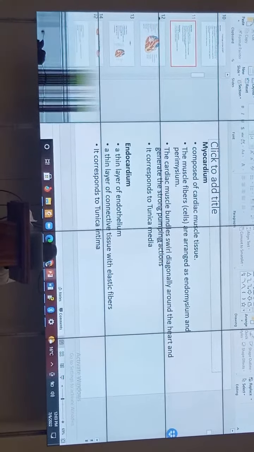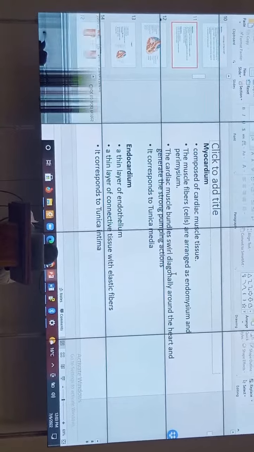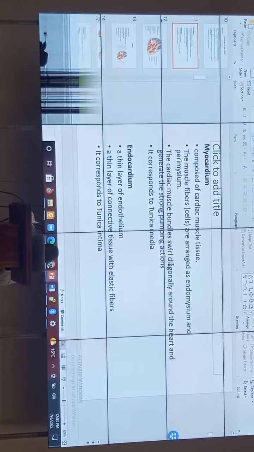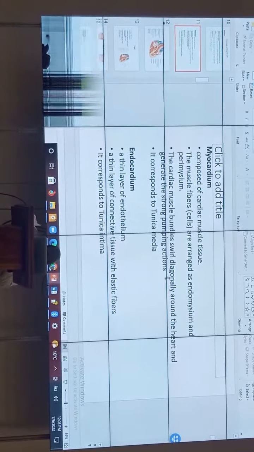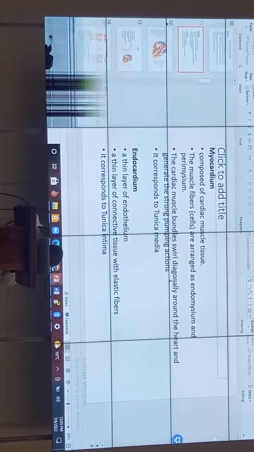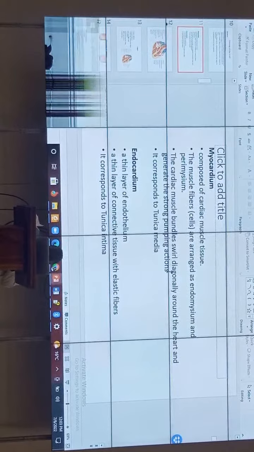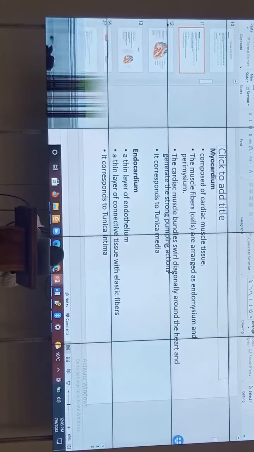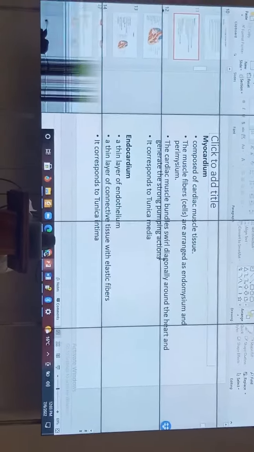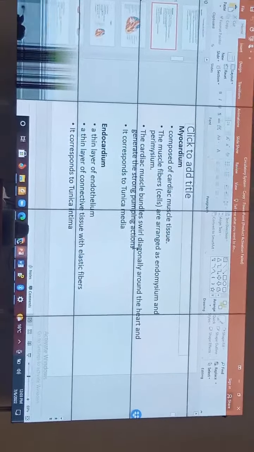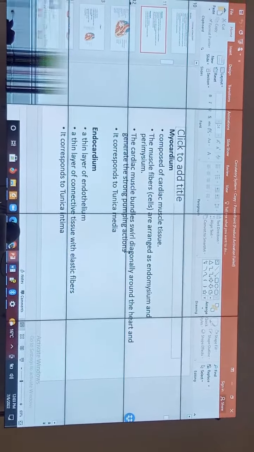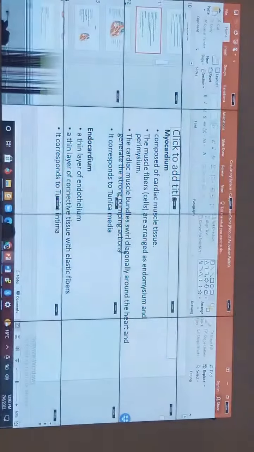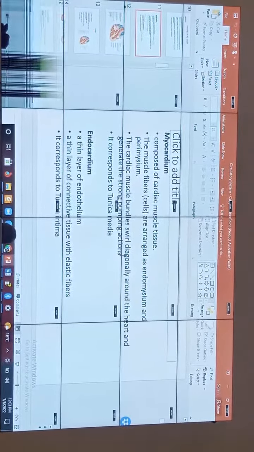So already I have mentioned that these bundles of muscle fibers are arranged diagonally to each other. Just get a diagram and see how they are oriented. That's when you're going to appreciate them. Remember that the myocardium, in the vessels, is not going to be called the myocardium, but it is going to be called the Tunica Media.